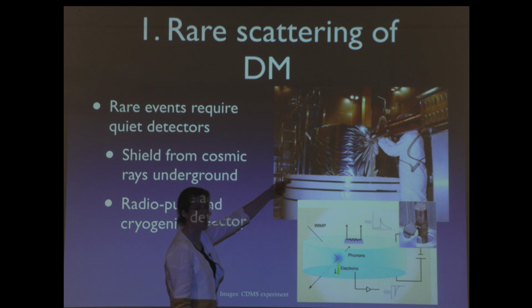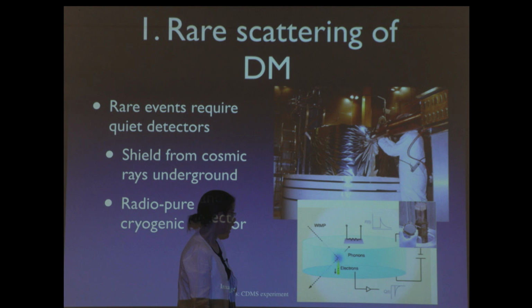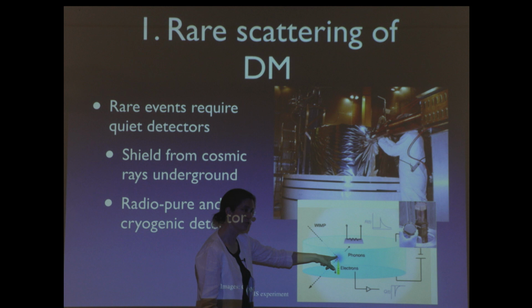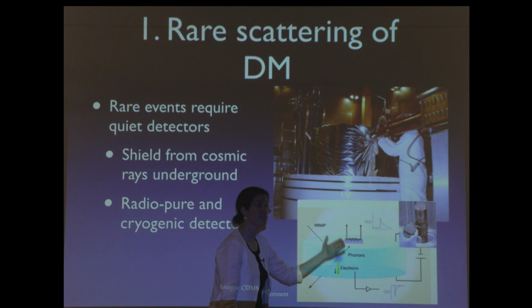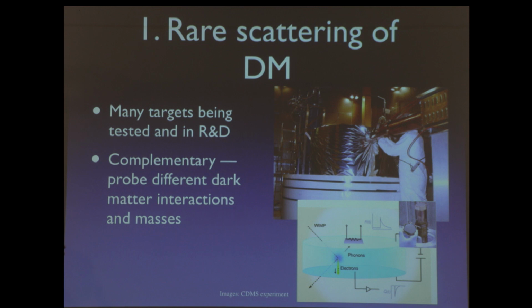If you're wondering what they look like, as I said, they quite literally make a clean room underground. This is the CDMS experiment. They have some kind of a crystal, which is a target. It's a semiconductor target in this case. The idea is that the dark matter particle comes in, interacts very rarely with one of the ordinary atoms in this detector, and deposits some heat. And you try to detect that heat. There are many different targets being tested in R&D, so there's a variety of different technologies that are complementary. They probe different dark matter interactions and masses. And there are theories of dark matter that help us know where to look.